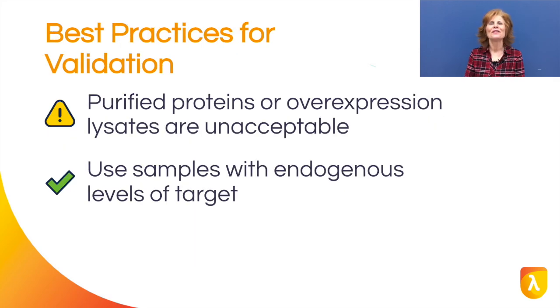Purified proteins on their own or spiked into samples, and samples overexpressing target protein, have a bias toward your target. Antibody binding to your target in this artificial setting is not acceptable proof of validation. Validation should be performed using samples with endogenous levels of protein expression.